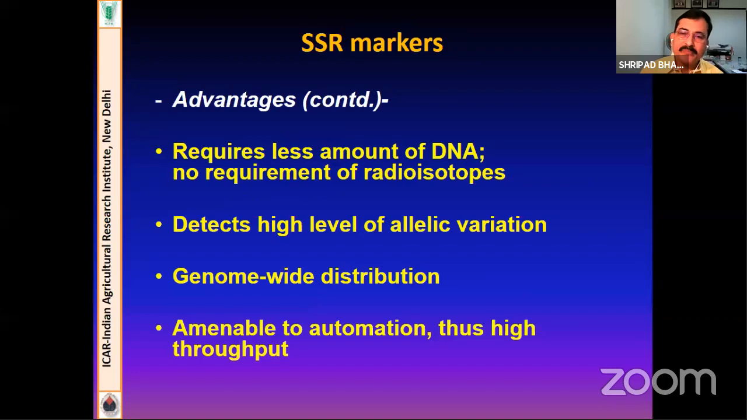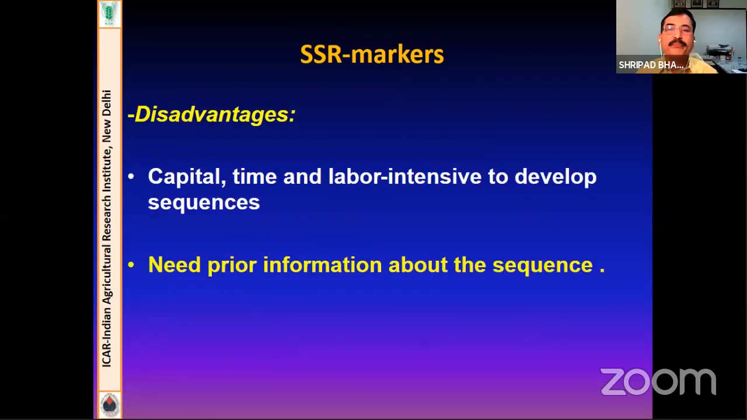Now, what are the other advantages? It requires a lesser amount of DNA because this is a PCR-based technology. High level of polymorphism, it is available across the genome. And as I told you, you need some time for your personal purpose. So friends, you are getting the same time because it is run through a PCR. So you have enough time for your WhatsApp.